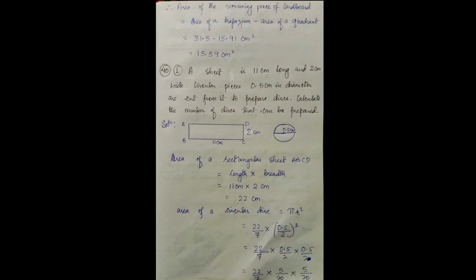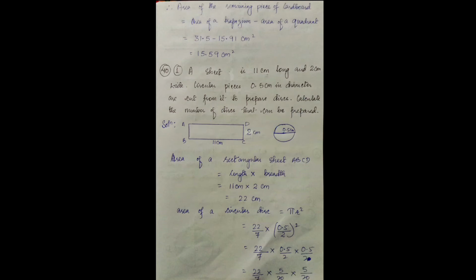From this rectangular piece, discs are prepared and the diameter of a disc is 0.5 centimeter. So you have to find how many discs can be cut from this sheet. For that, we have to find the area of this rectangular sheet and we have to find the area of this disc first.